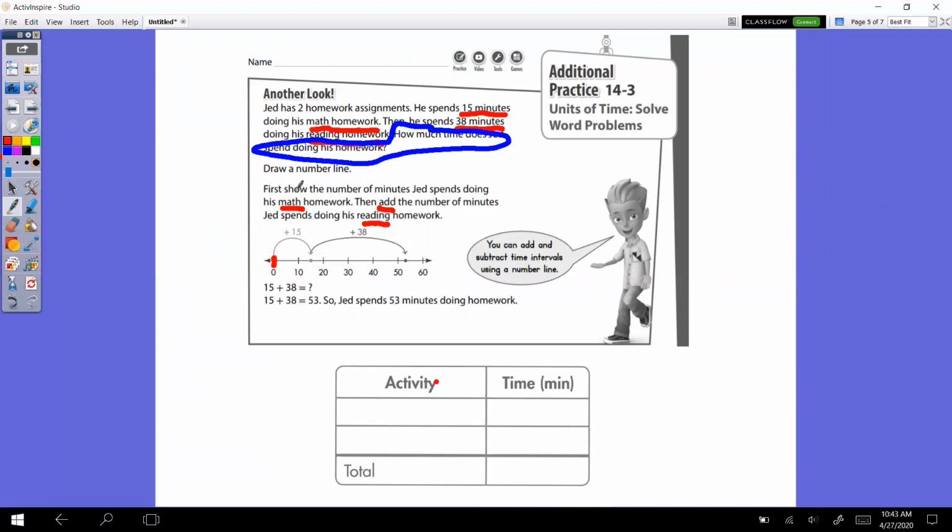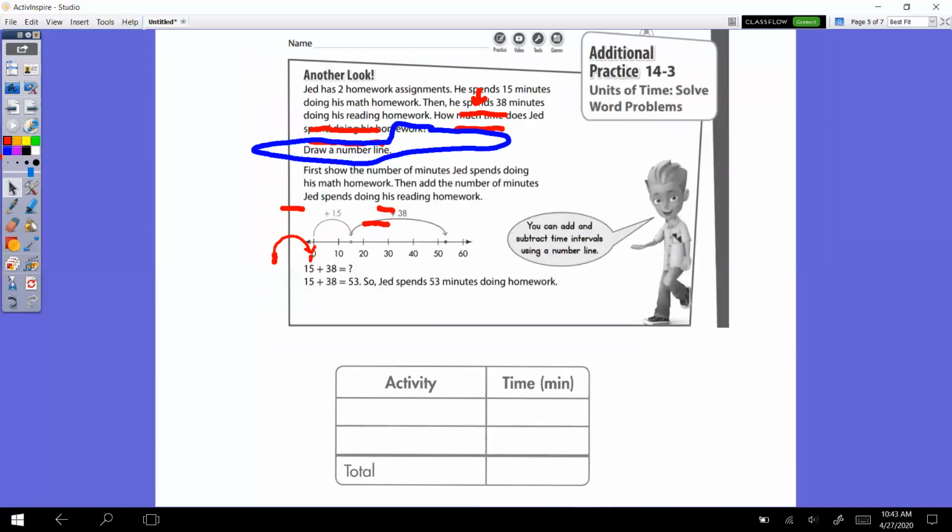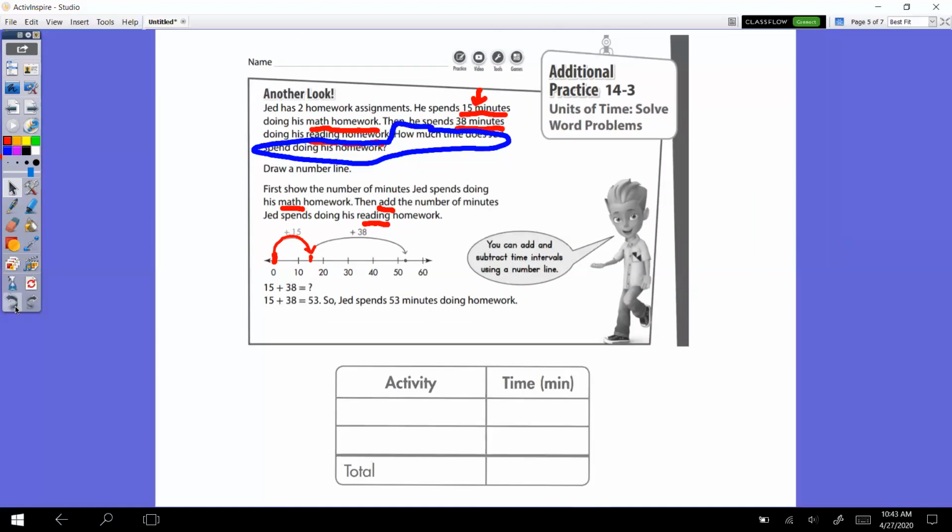Okay, it tells us to first show the number of minutes Jed spends doing his math homework. It says he spends 15 minutes doing his math homework. So we're going to jump forward 15 minutes on our number line. Okay, we know that our midpoint between 2 numbers is always going to have a 5 in between it, in 3rd grade. So we're looking between 10 and 20, and we know that 15 comes halfway between 10 and 20. Okay, so first we added our 15 minutes that Jed spent doing his math homework.